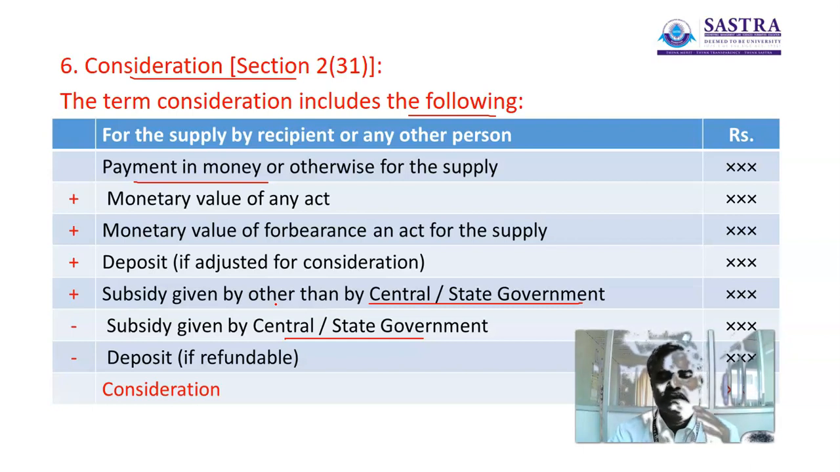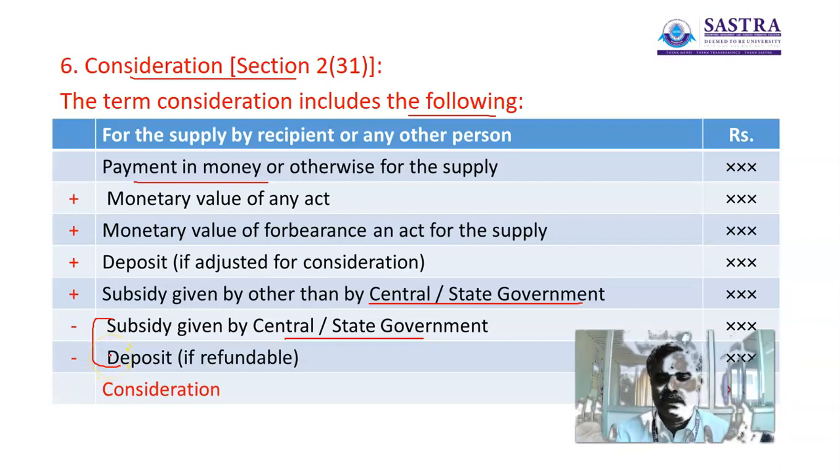The deposit is refundable. You gave advance of 1 lakh, but they give 50,000 again. They return 50,000 to you. So when the advance money is refundable or returned by your principal or the supplier, this is not the value of consideration, because they returned. They have not adjusted the deposit against your supply. Okay, so the 2 important items will be deducted from the gross value of consideration. One is subsidy given by central and state government, and the other is the deposit if refundable. Okay, this is called consideration.